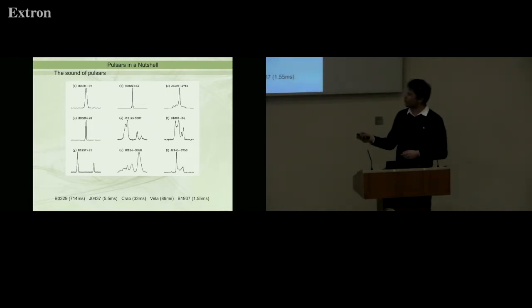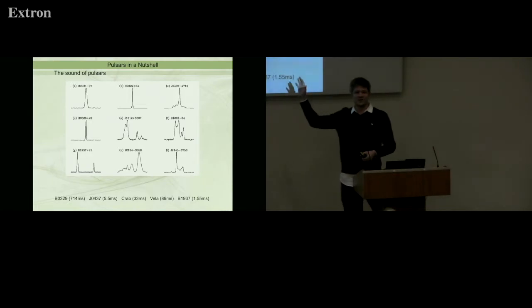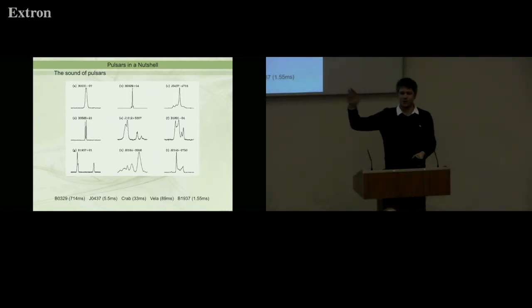This one is called 0437. It's 5.5 milliseconds, so you can't hear each blink. For this one, it's too fast. Then the Crab pulsar is this one, 33 rotations per second, so you can just about hear each one of them. Then Vela is a bit slower. I like this one. If you didn't know it was a pulsar, you could think it's a Western movie, with a person on a horse. And then this one, 1937, used to be the fastest known. It was discovered in 1981, and it was the fastest known for about 25 years.